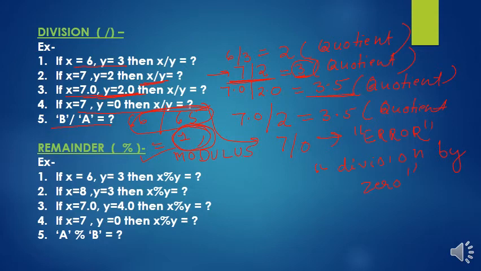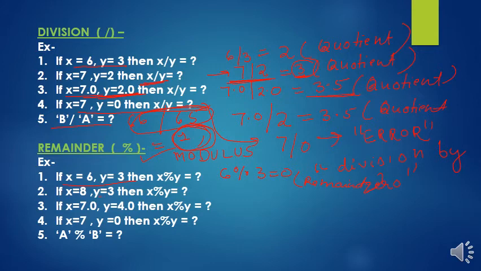This operator returns the remainder or modulus after dividing the first operand by the second operand. The values in the operands may be short, int, long, float, double, char or byte types. First example, x is equal to 6, y is equal to 3. So 6 mod 3 is equal to 0, because the remainder is 0.